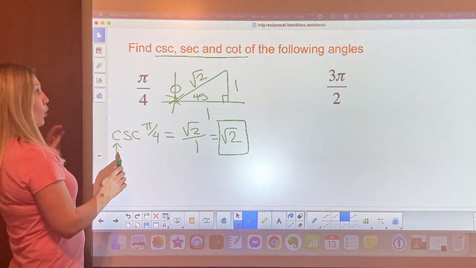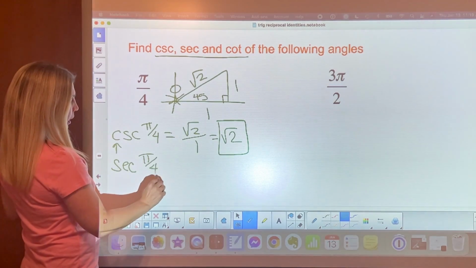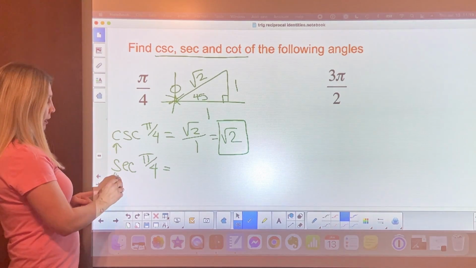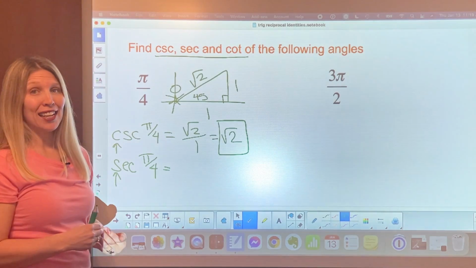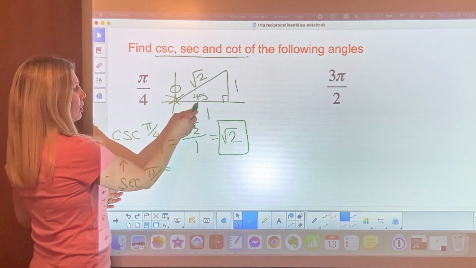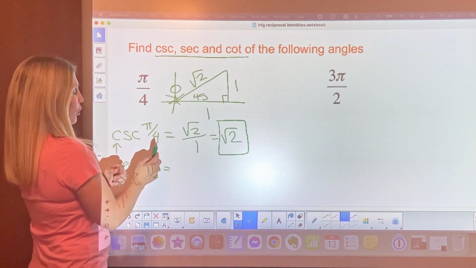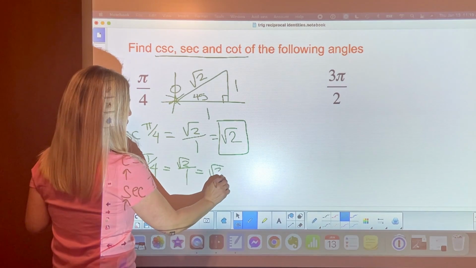And then, of course, now we'll find secant of pi over 4. And remember, secant starts with an S, so its reciprocal trig function is cosine. Cosine, standing here, is adjacent over hypotenuse. So then we have to do it in the reverse order. So we're going to do hypotenuse over adjacent. So again, it is the square root of 2.